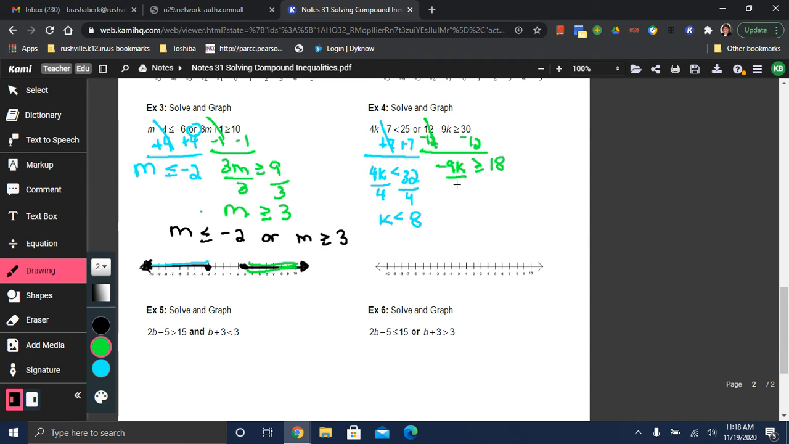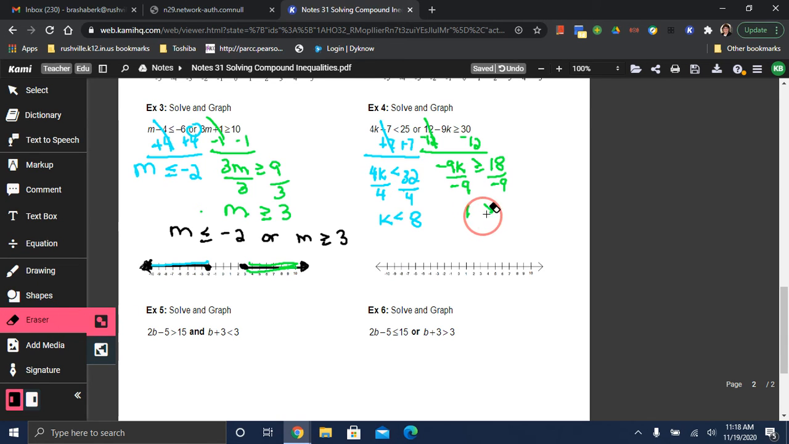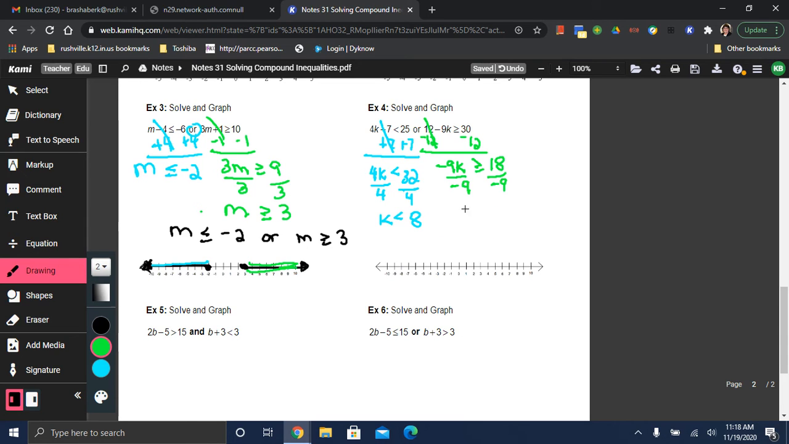Now I'm getting ready to divide by a negative. So as we talked about at the beginning of these notes, when you divide by a negative, you have to remember to, whoops, I almost didn't do it. You need to reverse your inequality. So k is less than or equal to negative 2.